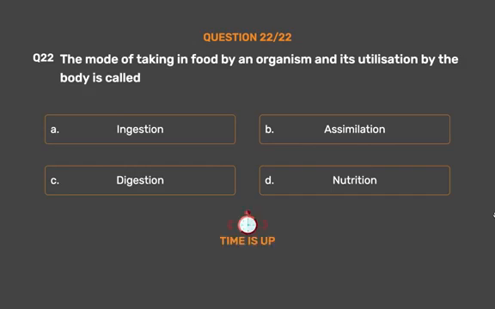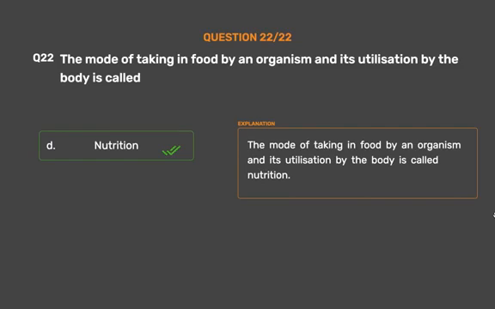The correct answer is Option D. Nutrition. The mode of taking in food by an organism and its utilization by the body is called nutrition.